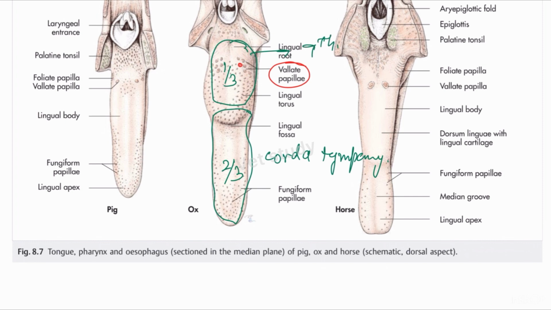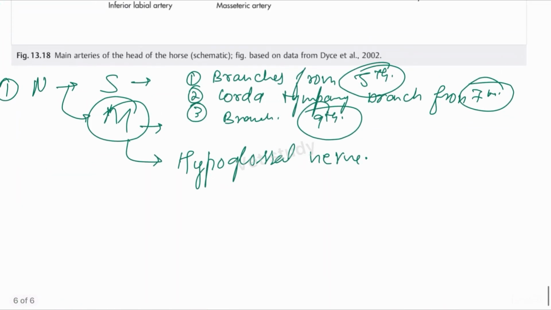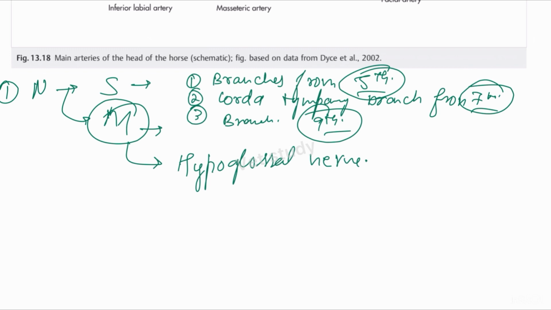So this is important. And the trigeminal nerve takes the general sensation like touch, pain and temperature. So this is the function of the different sensory nerves. We already discussed the fifth, seventh, and ninth. The seventh takes the anterior two-thirds, the ninth takes the posterior one-third, and the trigeminal takes the sensation of touch, pain, and temperature, and the hypoglossal is the motor nerve. I think everything is clear now.